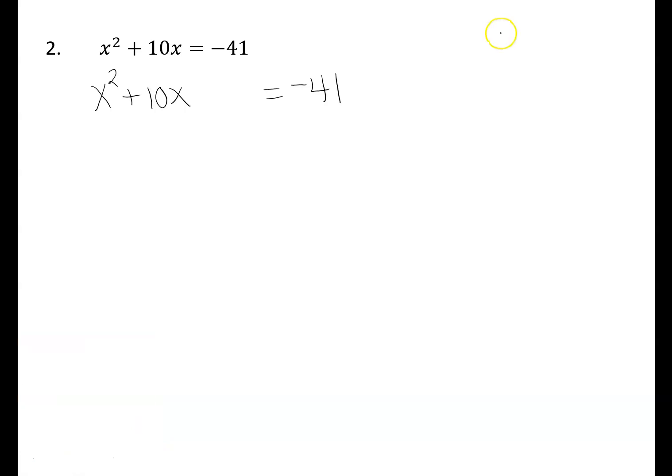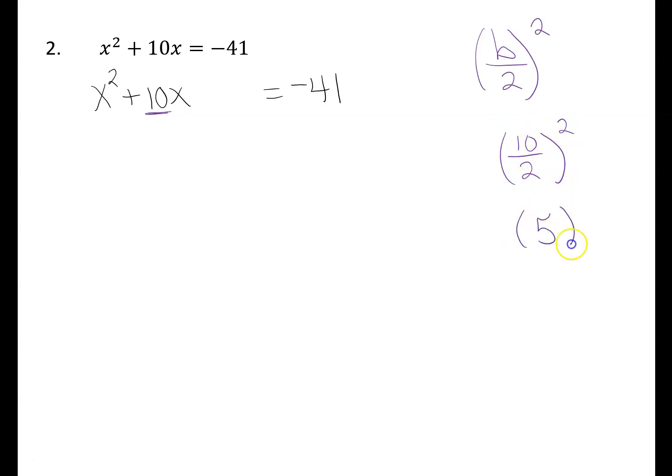We're going to come out to the side and do b divided by 2 squared. Look at x. Your coefficient of x is 10, positive 10, so that's b. 10 divided by 2 is 5. And then we square and get 25. So we're going to add 25 to both sides, add it in the space, and add it on the right side.